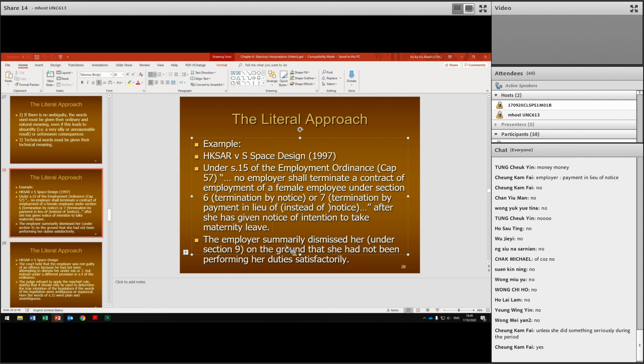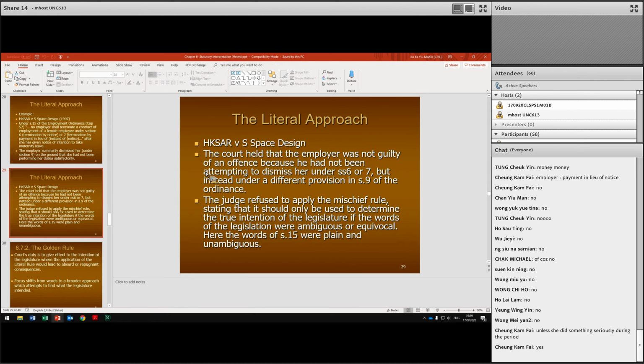The employer summarily dismissed the employee on the ground that she had not been performing her duty satisfactorily. Usually, when the female employee was pregnant, she still had to work. She could only enjoy the maternity leave 6 weeks before the expected day of giving birth to the baby. But can you guess the outcome of the case?